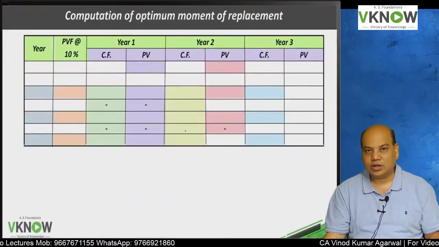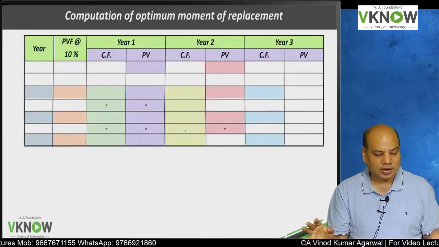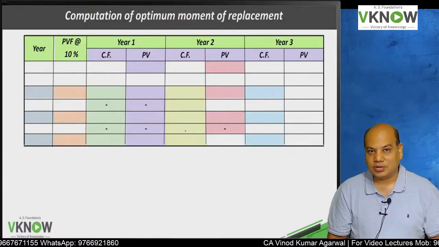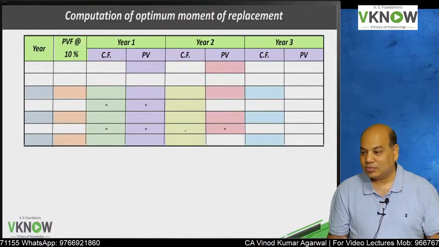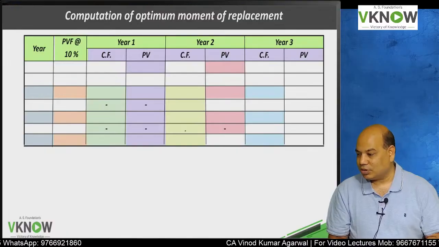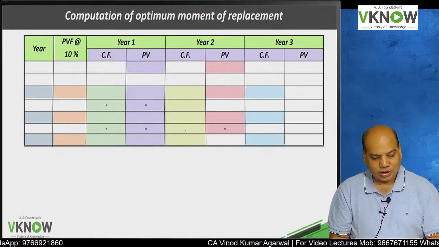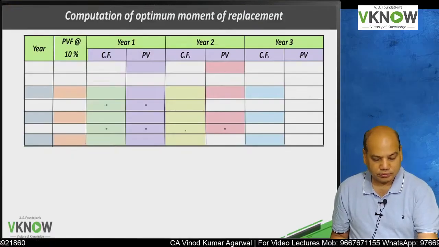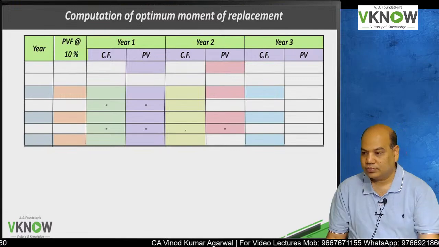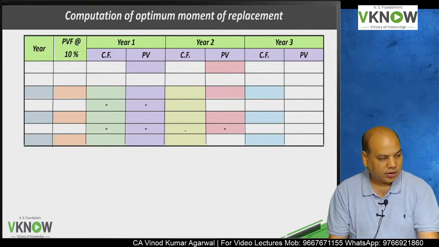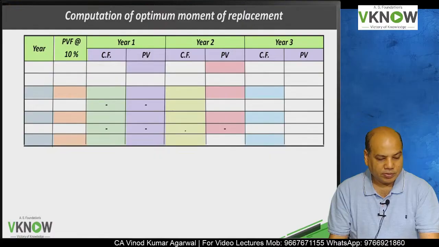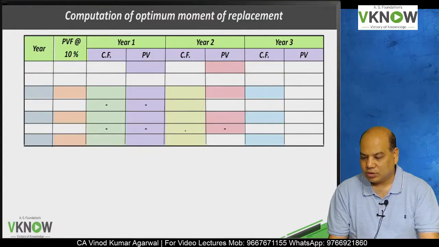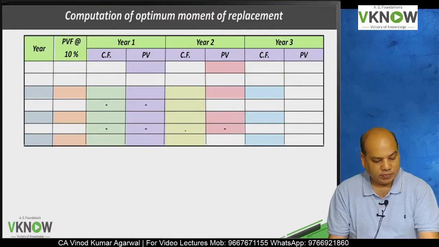Okay, either you can prepare 3 different tables like in some books they do, or you can prepare a table with different columns. Total 8 columns we will draw, that will serve the purpose. So please write down calculation of optimum moment of replacement.